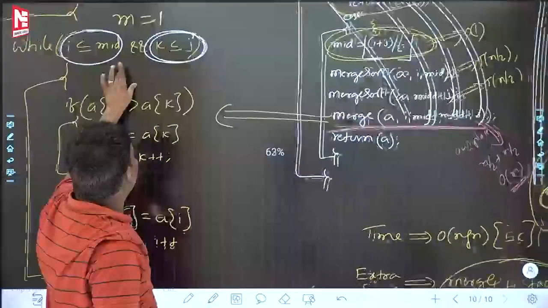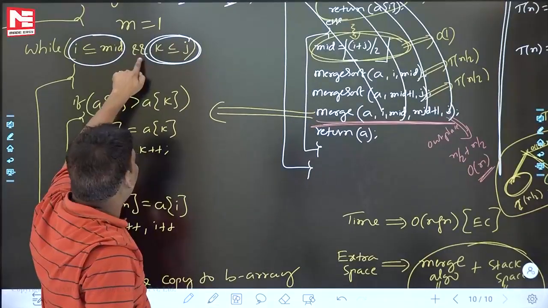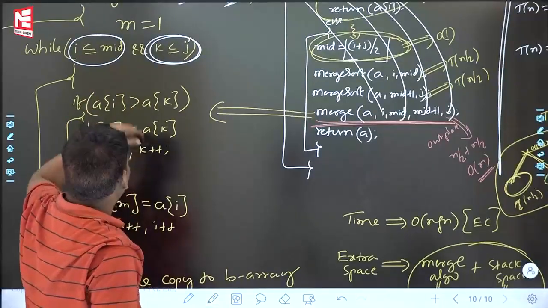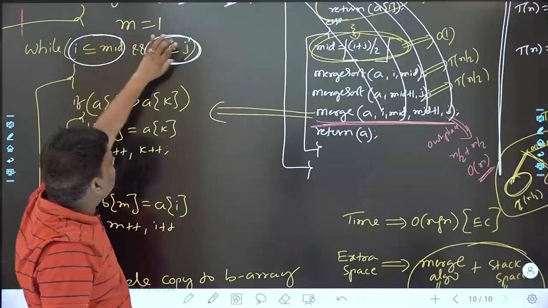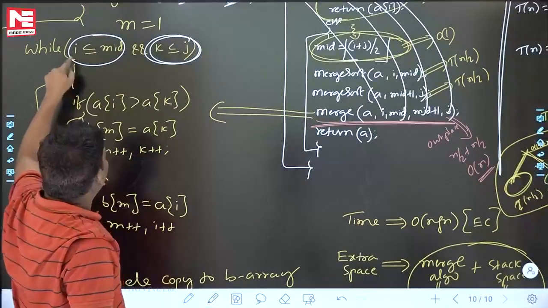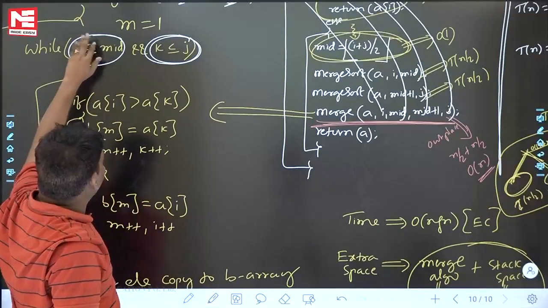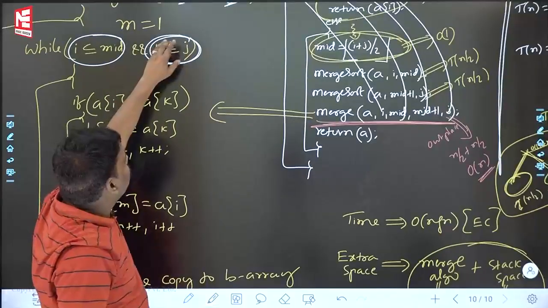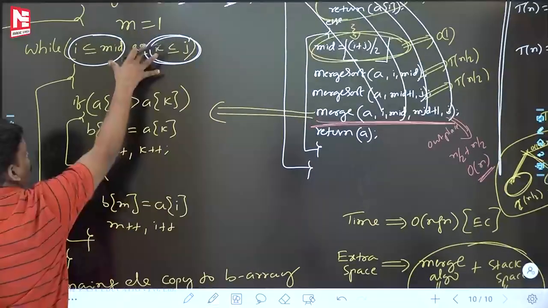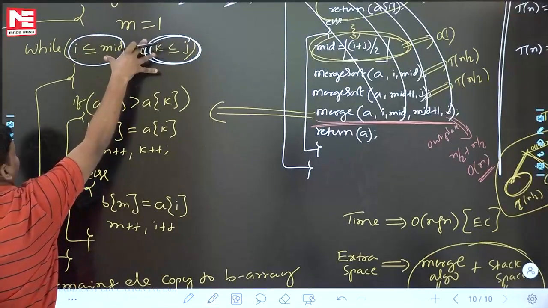And listen everyone now, it is the AND operation. What is the meaning? Both halves are not over. Then only you can compare. Some elements are there in the first half, some elements are there in the second half, then only you can compare. So i less than or equal to mid true means some elements are there in the first half. Next, k less than or equal to j true means some elements are there in the second half also. Means both halves have elements.